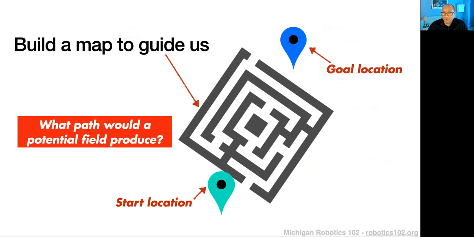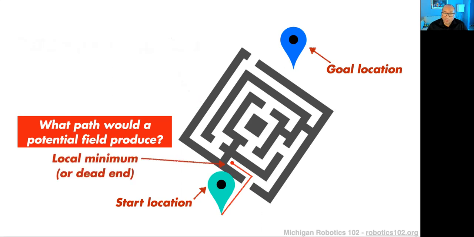Well, most likely it's not going to be able to solve this maze. So what we'll probably get is the robot will attract towards the goal, repel off of the wall, and then maybe veer off to the left here and then get stuck. This concept of getting stuck is what's called a local minimum or a dead end.